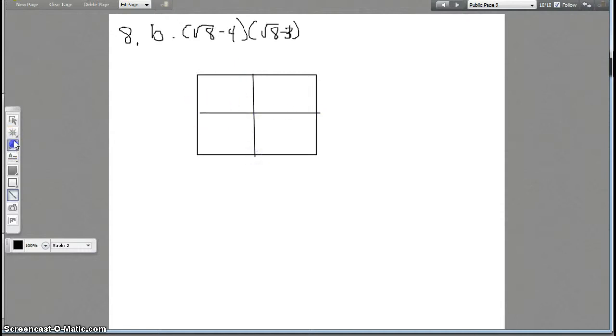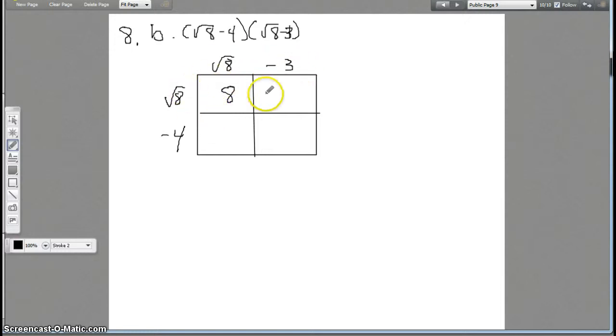Okay. So we have square root of 8 minus 4, so root 8 minus 4. Then we have root 8 minus 3, so root 8 minus 3. Square root 8 times square root 8 is 8, because anytime you multiply a square root by itself, you end up with the number that's inside the square root.